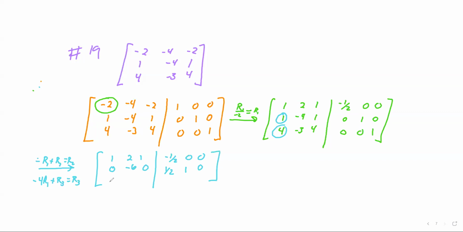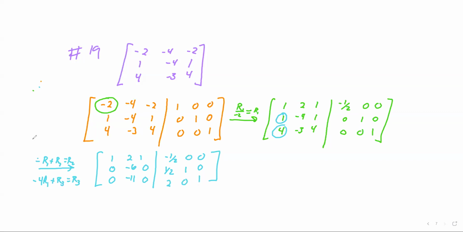Do the same thing to the bottom now. -4 plus 4 is 0. -8 plus -3 would give me -11. A -4 plus 4 gives me 0. -4 times -1/2 is 2. 2 plus 0 is 2. 0 plus 0 is 0, and 0 plus 1 is 1.